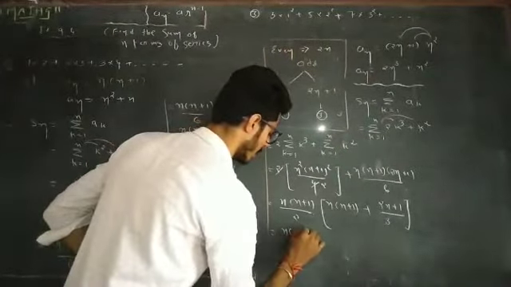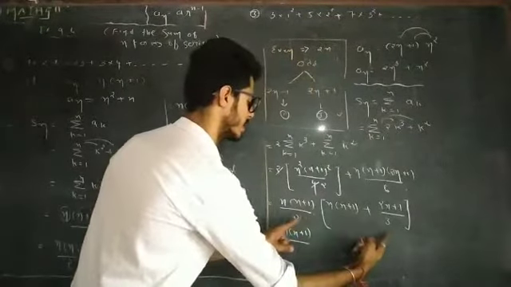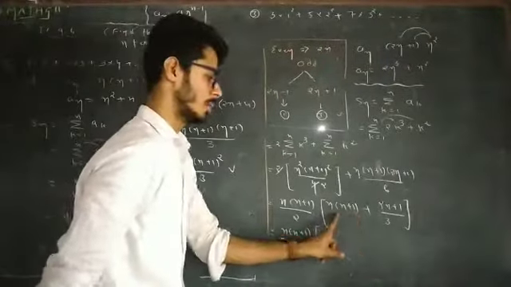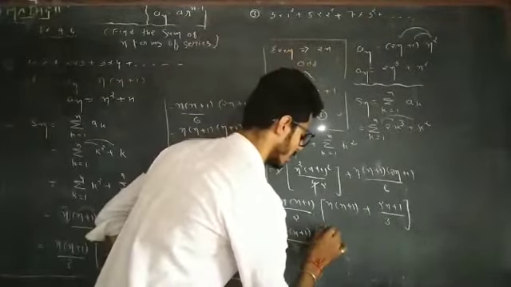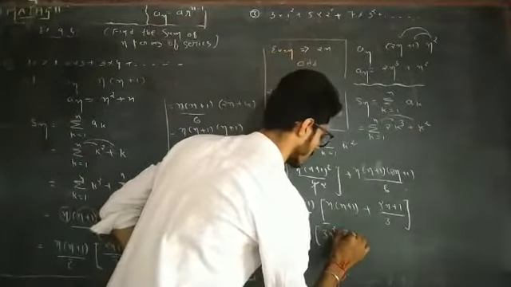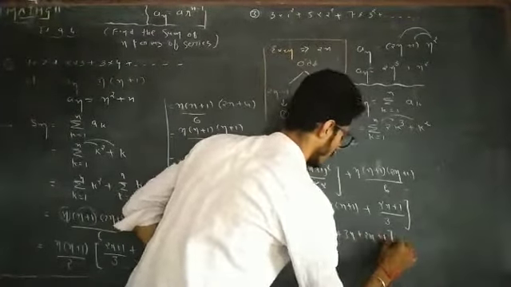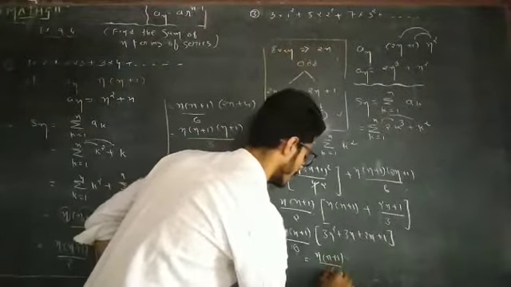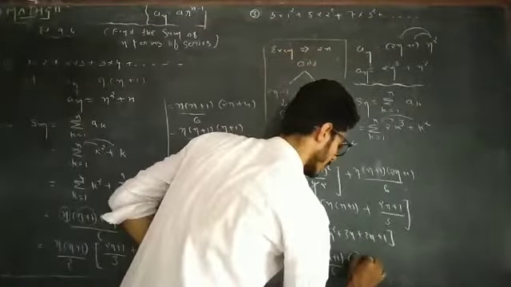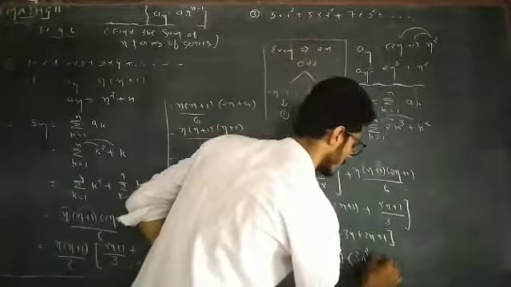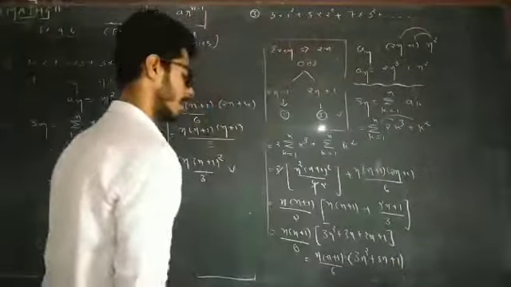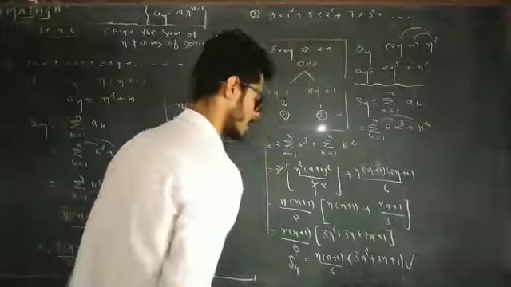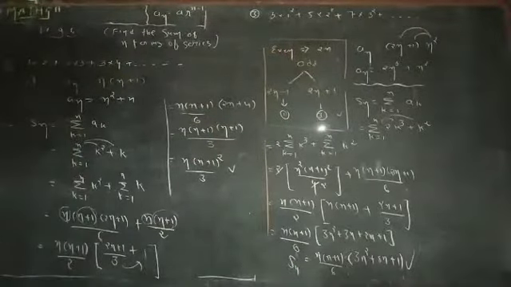So n into n plus 1. LCM is 3. The 2 3s are 6. So n square plus n means 3n square. 3n square plus 3n plus 2n plus 1. So at the end n into n plus 1 divided by 6. And over here 3n square plus 3 plus 2 means 5n plus 1. Then our answer is n into n plus 1 by 6, which is Sn, into 3n square plus 5n plus 1.